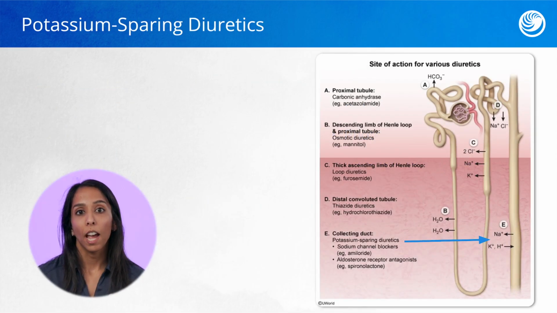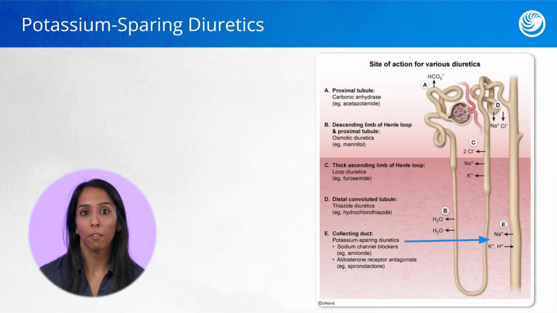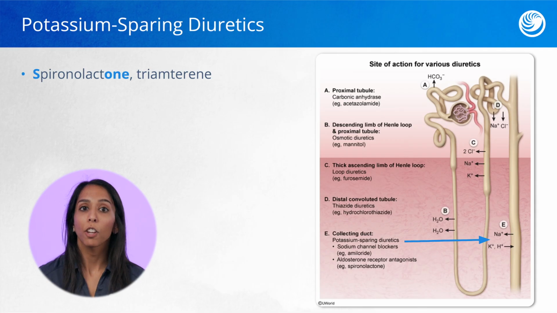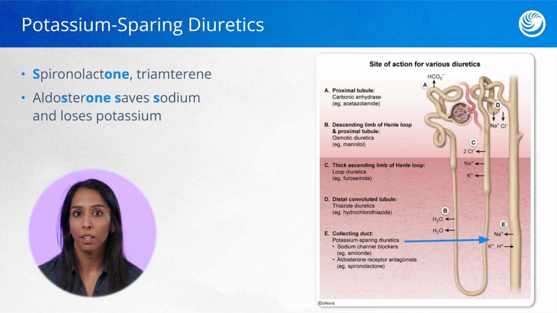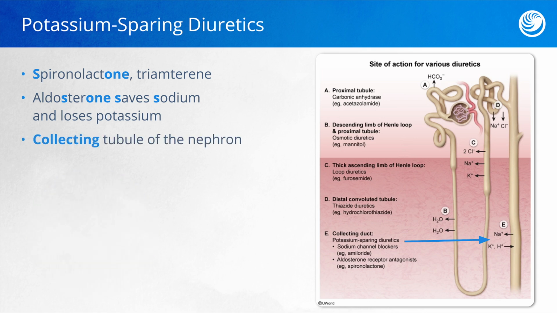The last class of diuretics is the potassium-sparing diuretics, such as spironolactone and triamterene. These work in the collecting duct of the nephron, so at the very end. All potassium-sparing diuretics cause inhibition of sodium channels in the collecting duct, either directly or indirectly. This leads to decreased sodium and water reabsorption and increased potassium retention. You can think that by working in the collecting duct, these drugs will cause the body to collect potassium.